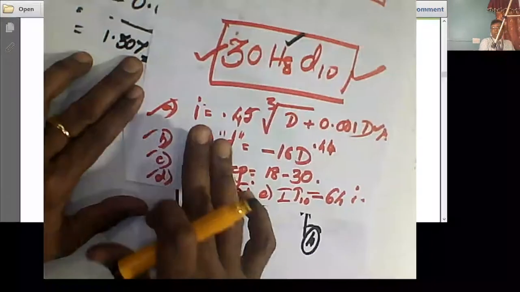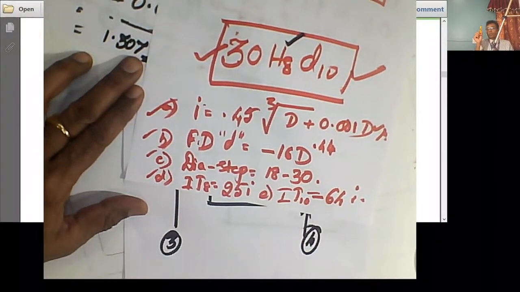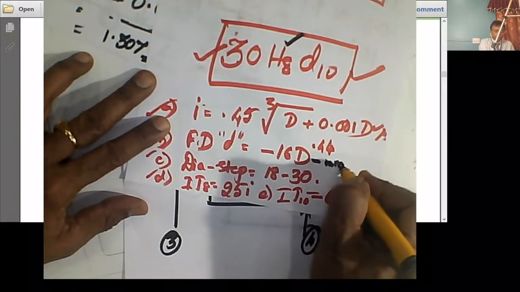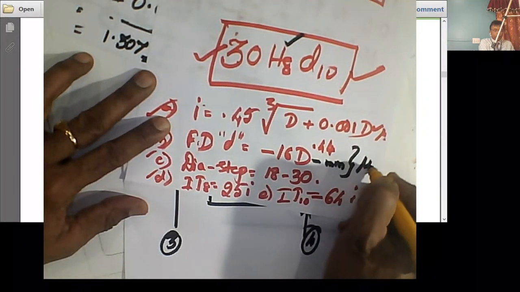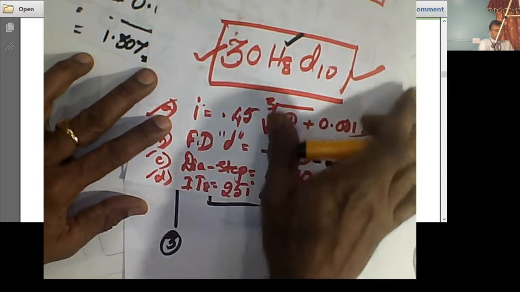Look. Can you see this? Fundamental deviation is minus 16 D to the power 0.44. It is already given in the exam. You are not by-hearting this. Not necessary. It will be given normally. Fundamental deviation for D shaft is minus 16 D to the power 0.44, where D you have to substitute in mm. The answer you get is in microns. This is very important. You need to substitute the value of D in mm, you get the value in microns.